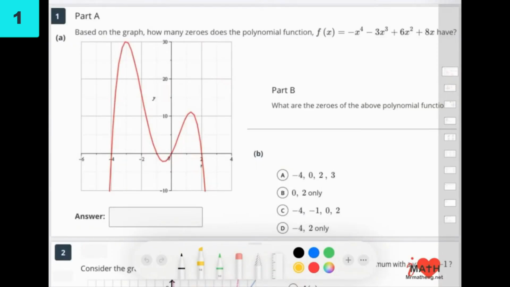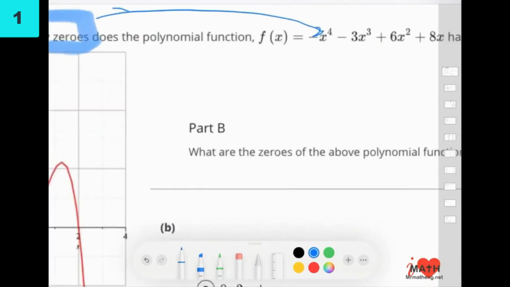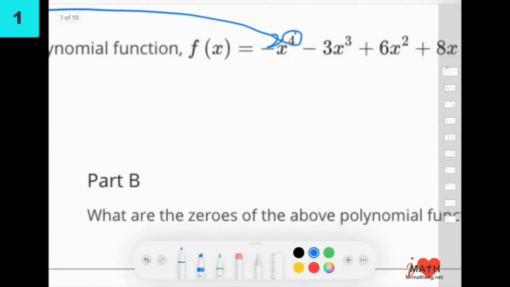Question 1a, based on the graph, how many zeros does the polynomial function have? I'm going to answer this question in multiple ways, and I don't even need to use the graph. So, how many zeros? I'm actually just going to look at the degree here. The degree tells you how many zeros you have.